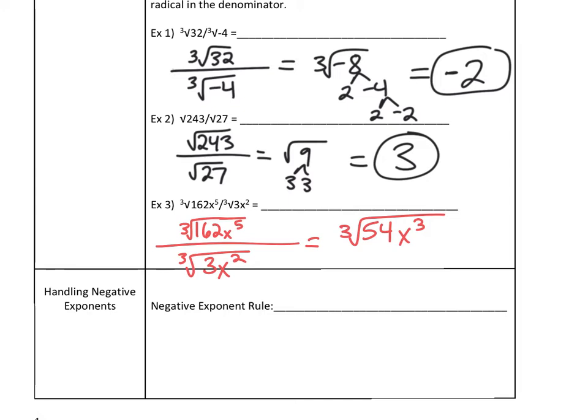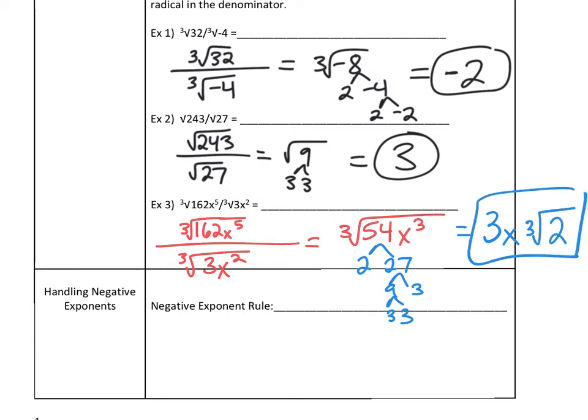Okay. Now we'll see if we can simplify this a little bit further. So 54 can break down to 2 and 27 is what I heard first. 27 breaks down to 9 and 3. 9 breaks down to 3 and 3. Any groups of 3? 1, and it is 3. I have 3 x's. How many groups would that be? Just 1. And then what's left over? Just the 2. Cubed root of 2. Good deal.